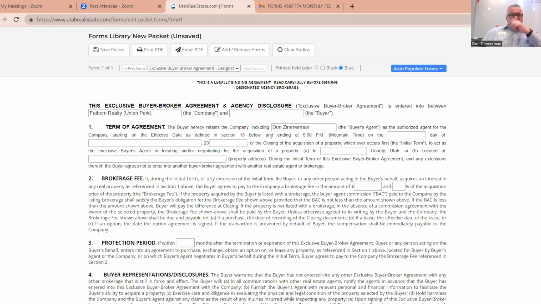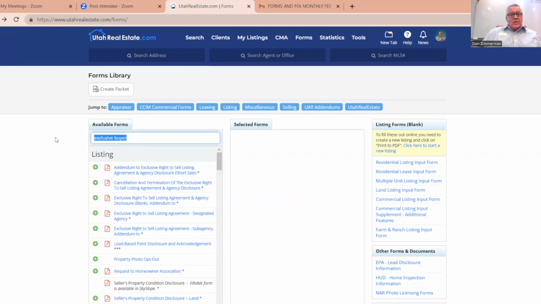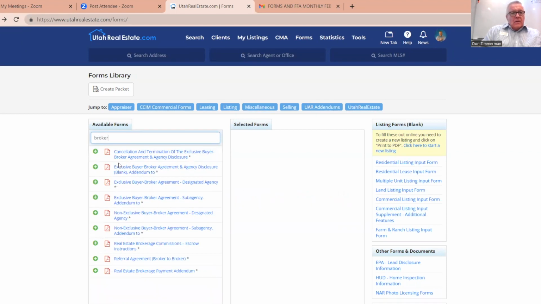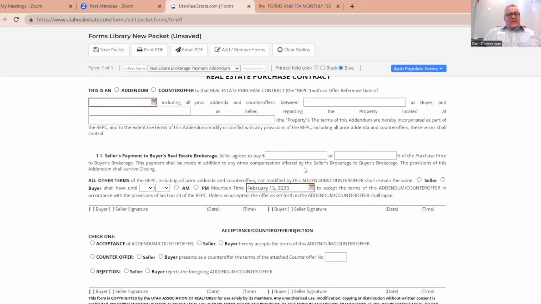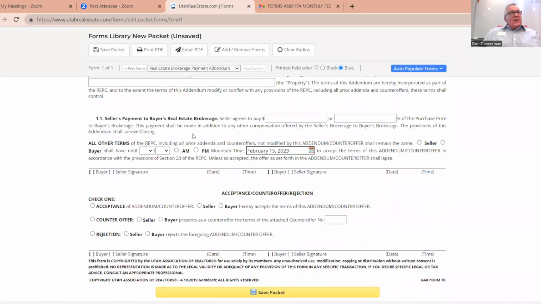Okay, and what if you want to try to get a 3% when they're only offering 2.5%? What can you do? Let me show you something. There is a form for that, and this is the form that you should use. It's called the real estate brokerage payment addendum. Look what this says. Seller's payment to buyer's real estate brokerage. Seller agrees to pay blank dollars or blank % of the purchase price to buyer's brokerage. This payment shall be made in addition to any other compensation offered by the seller's brokerage to buyer's brokerage. The provisions of this addendum shall survive closing.